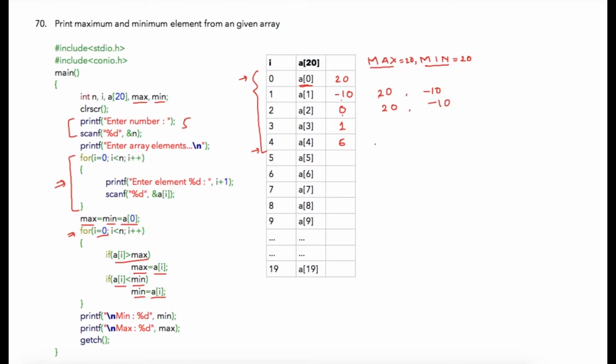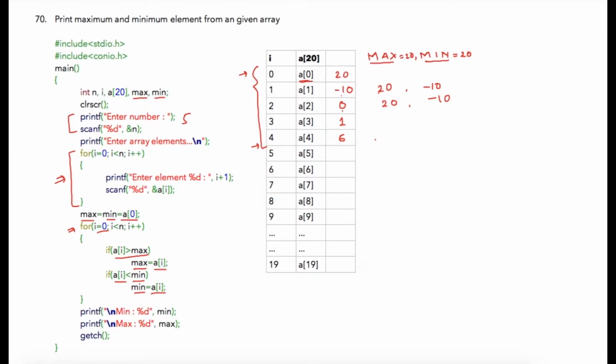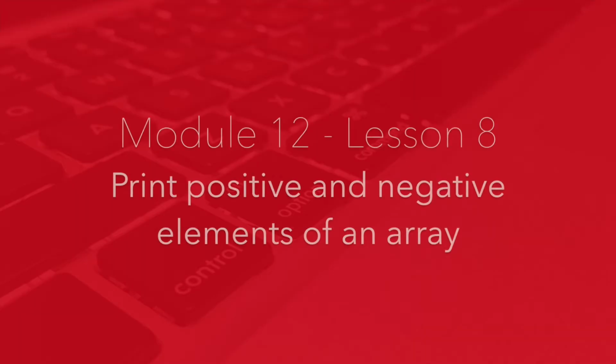Every time, the condition will be checked to find the maximum and minimum. So in our case, even in the next two iterations, the condition will remain false, so the values of min and max will remain unchanged. At the end of the final iteration, you will get maximum as 20 and minimum as minus 10. Once this for loop is completed, we are simply printing the values of min and max directly.